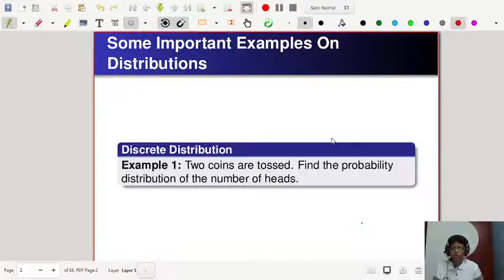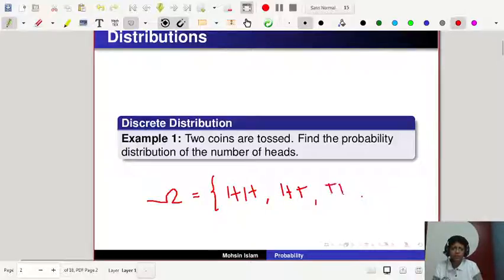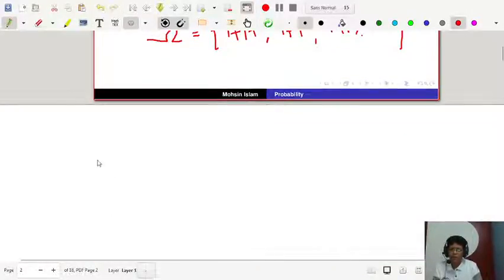So we'll start with a very simple problem. Two coins are tossed, find the probability distribution of the number of heads. In this case the event space omega is given by HH, HT, TH, and TT, right? So this is the event space, where H denotes the head and T denotes the tail. So let us define the random variable. Before we go into the distribution, we have to define the random variable.